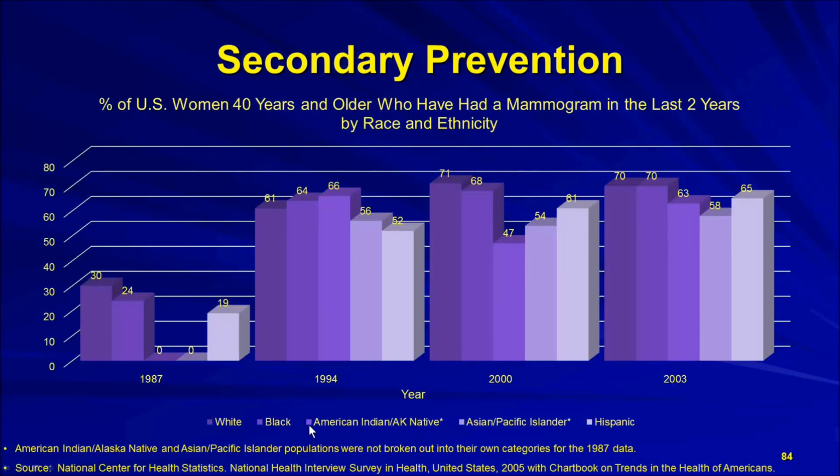Probably number one would be American Indians, although we have made progress in that area, and Asians. That would be another population of concern, and Hispanics. So the areas of greatest progress would be with whites and blacks, and we need to come to parity with the rest of these ethnic groups so that they're receiving mammograms as well.